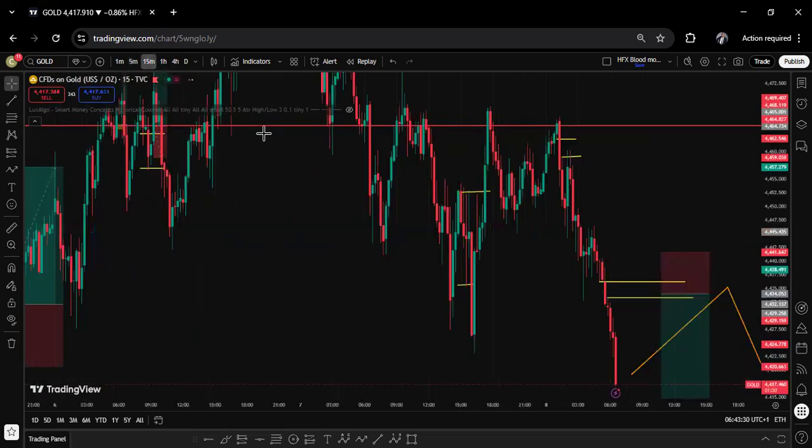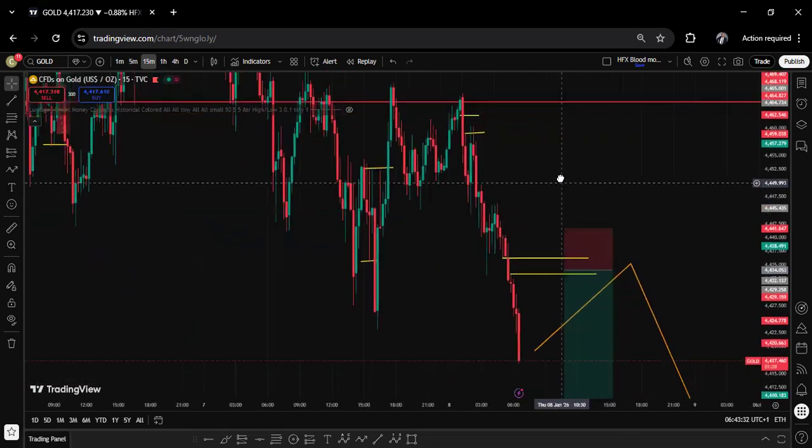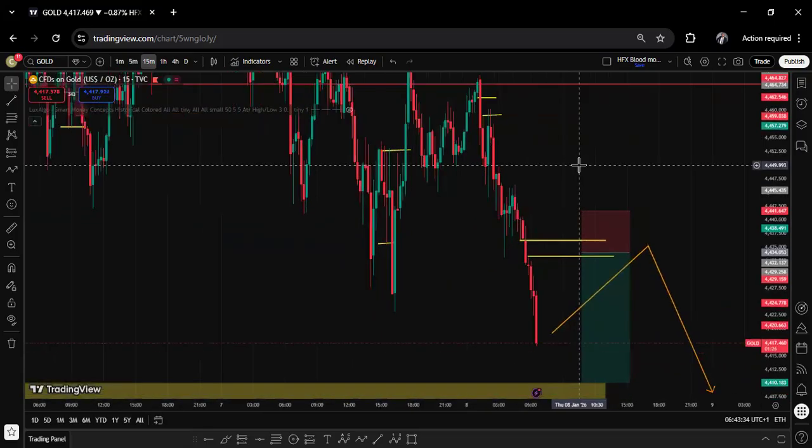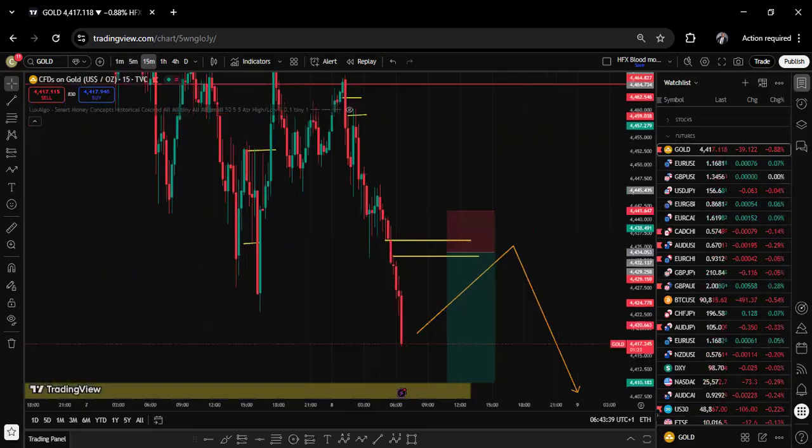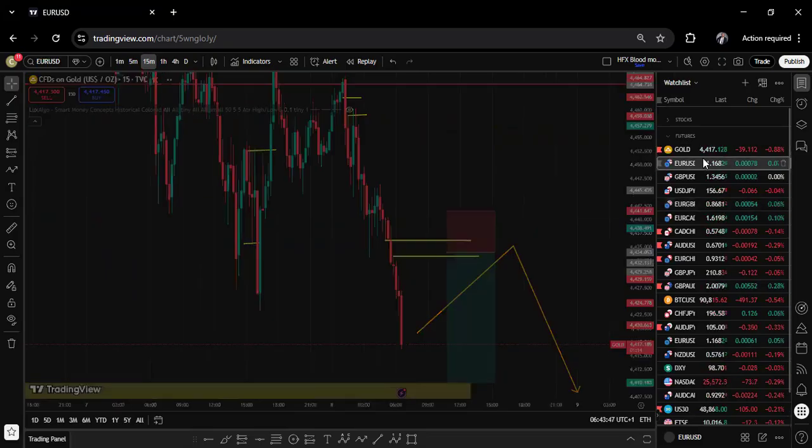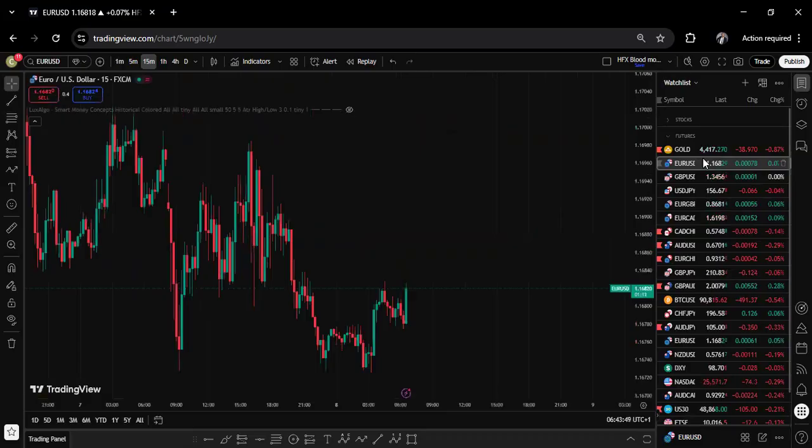Okay. So we have what we're expecting on gold. So if you had to choose normal pairs, let's say maybe EURUSD, for instance.